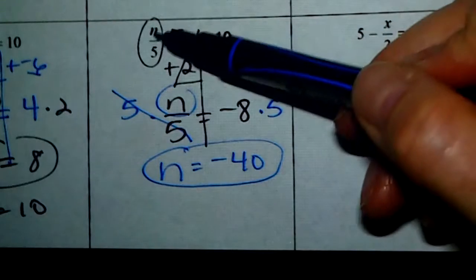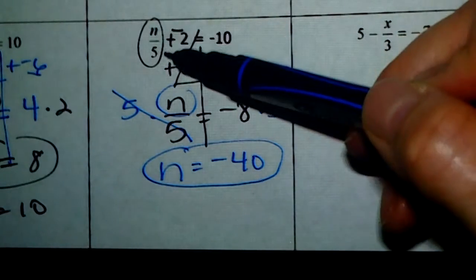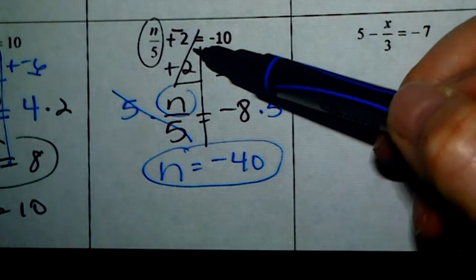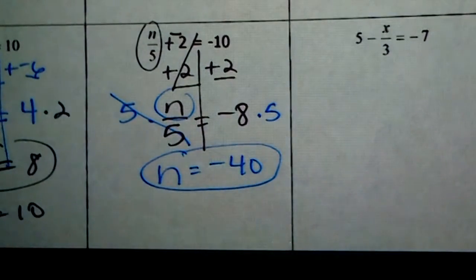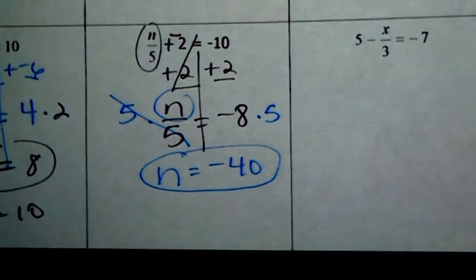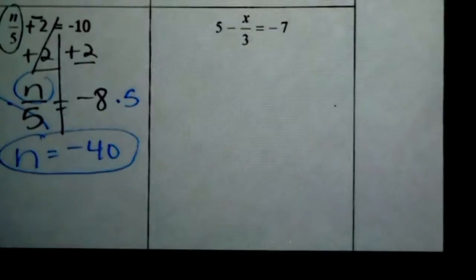And again, you just plug it back in. Negative 40 divided by 5 is negative 8. Negative 8 plus negative 2 is negative 10. I'm not just making this stuff up. It actually works.